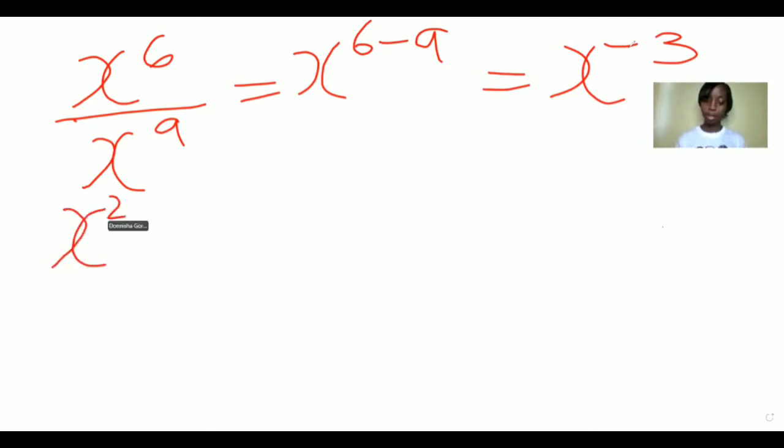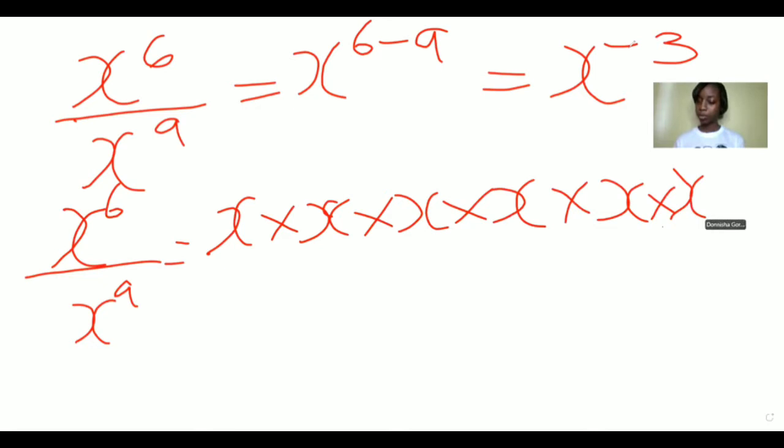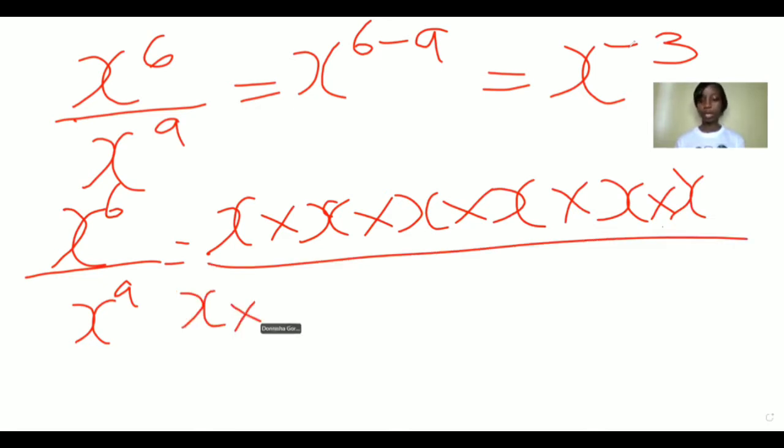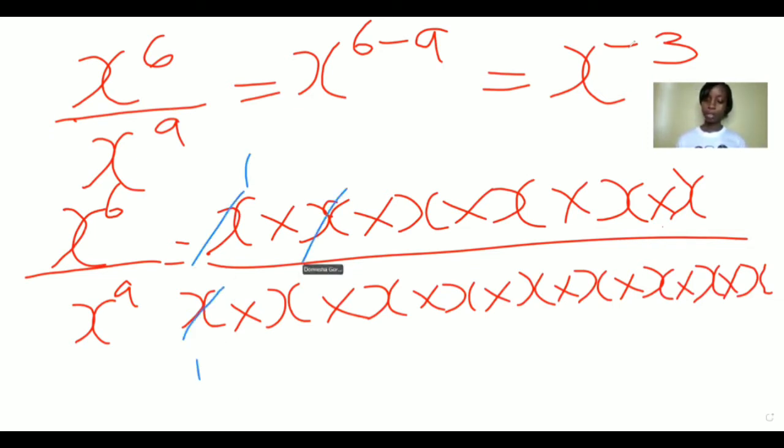Okay, and then let's look at it a different way. What if we were to expand x to the 6th power divided by x to the 9th power. So that would have been x times x times x, 1, 2, 3, 4, 5, 6. Of course, you will not do this. This is just for our demonstration. And let's hope that we can have 9 of them holding here. Beautiful. All right, and if we simplify, x into x goes 1 time, etc.